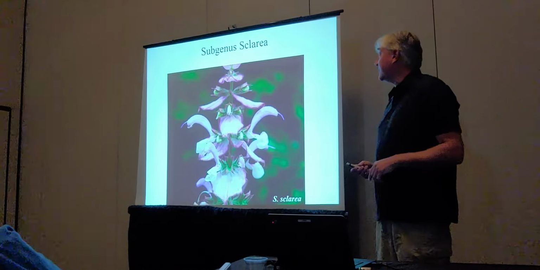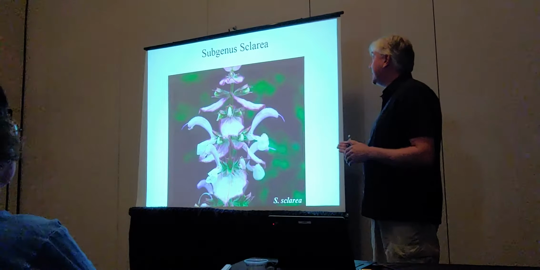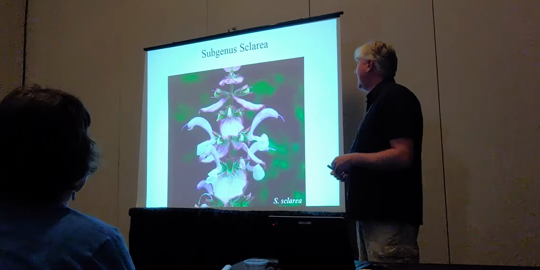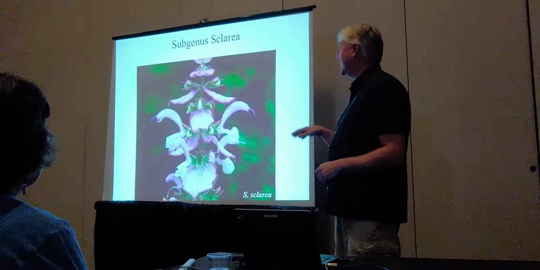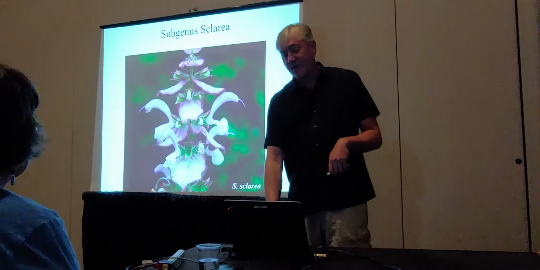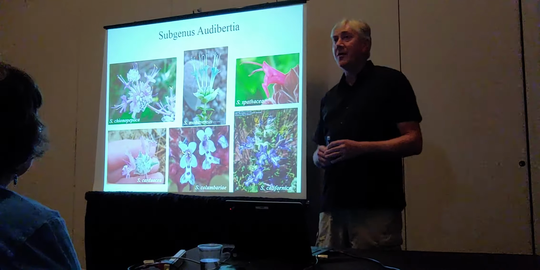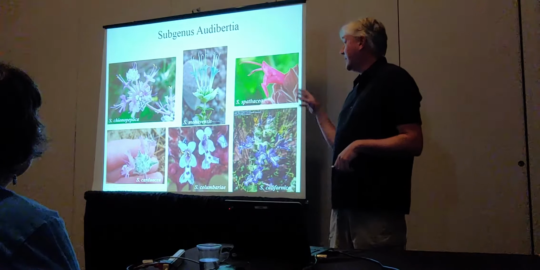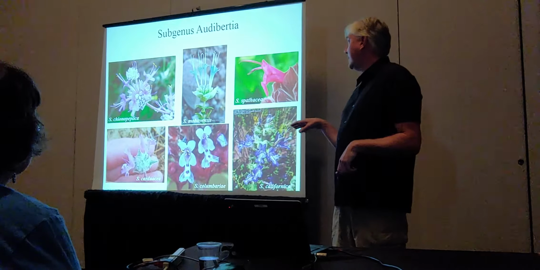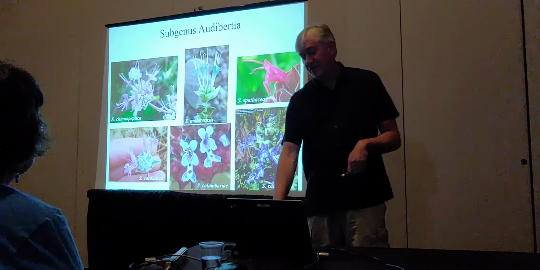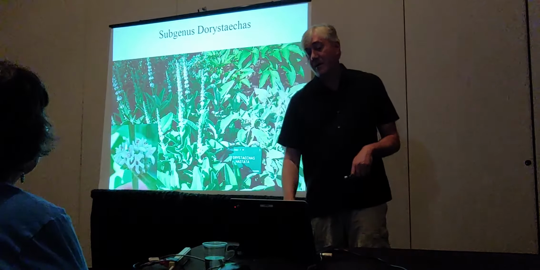The next is subgenus Sclarea. This is a formally recognized subgenus, but we modified the parameters of it. This also occurs in the Mediterranean, Southwest Asia, but also more commonly into Central Asia. Subgenus Audibertia is the group that occurs primarily in the California forested province, but also spreads out a little bit into adjacent states and into Baja California.